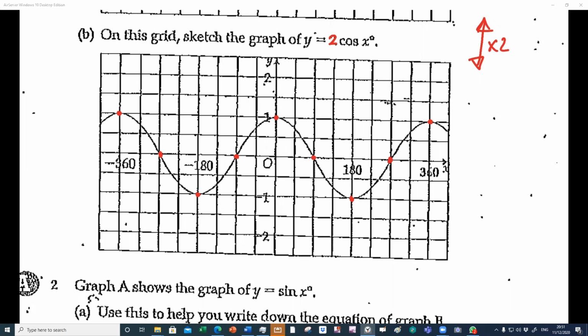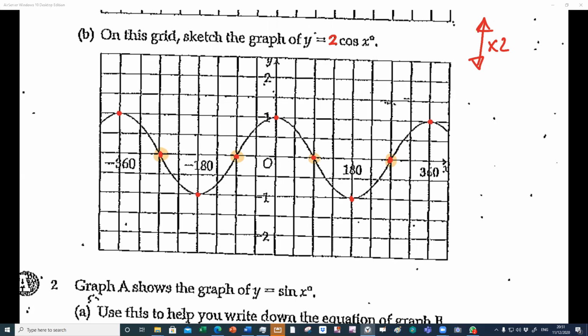Okay, tell me something special about these points here. What happens to the 0 y values? They don't move. They don't move. Because 0 times by 2 is still 0. So that part doesn't get stretched. It stays where it is.